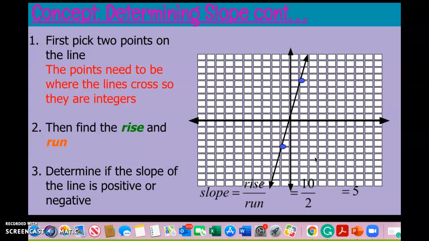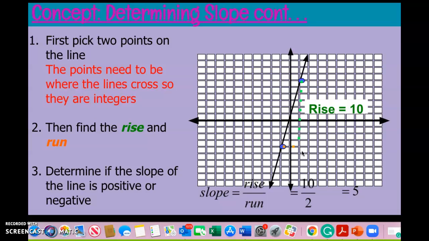Remember, those points have to be at an intersection. We don't want to get fractions or decimals. We want to get integers. Then we connect both points with a right angle and we count the rise. In this case, our rise, if we do a right angle, will be 10 and the run is 2.